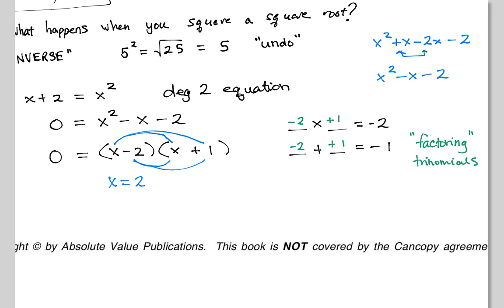Two. What would happen if x was 2? 2 take away 2 is? Then you'd have 0 times, looks like 3. 0 times 3 is 0. What's the other answer? -1.